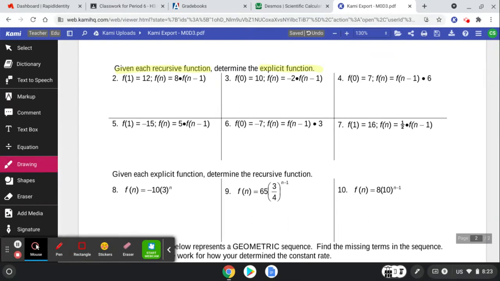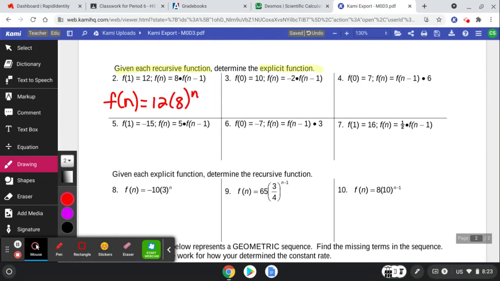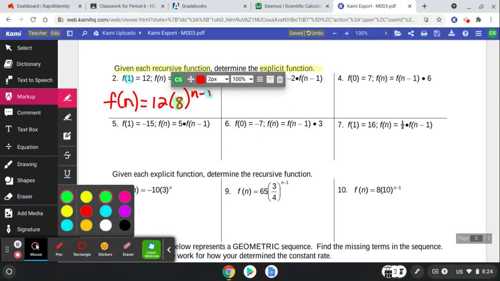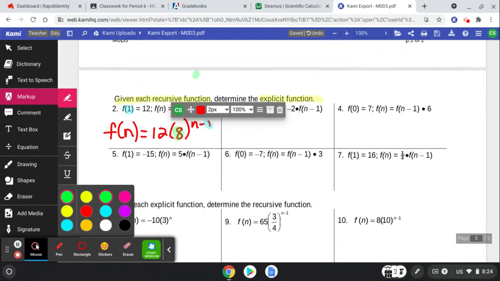I can see the first term is 12 and it's multiplying by 8. So we would say, oh, by the way, f of n equals, so we would begin with 12 multiplying by 8 each time to the power of n minus 1. Where do these things come from? This little 1 is because it's f of 1 equals 12. This 8 is because it's multiplying by 8 right there. And then this 12 came from right there.